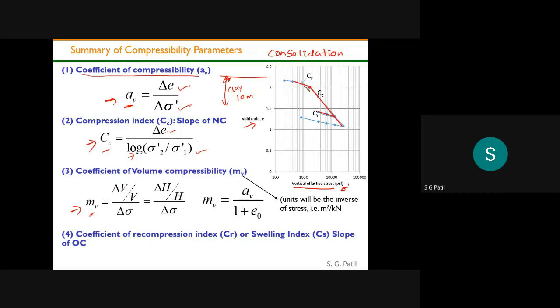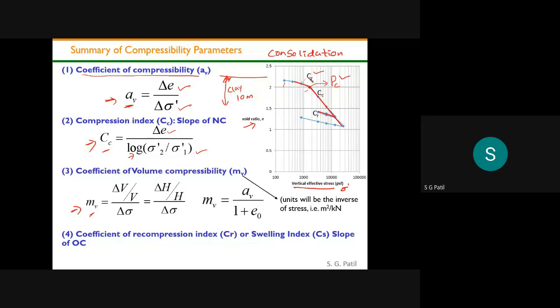see here, the slope is different. This portion has a very shallow slope. Once after this point, the slope is very steep here. Wherever this slope changes is called the pre-consolidation stress. I will call this point PC. That pre-consolidation stress is the maximum stress historically the soil ever experienced.